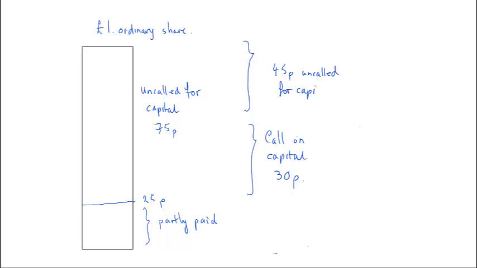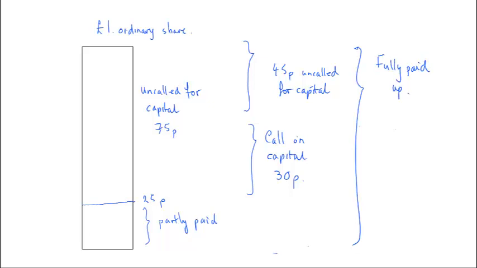Now, if the company never gets around to calling for that capital and perhaps goes into liquidation or something like that, that 45 pence is still owed to the company and the shareholders will have to pay it over. Once I've paid the whole amount, my share will become fully paid up.